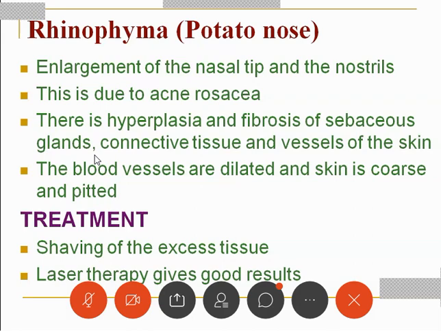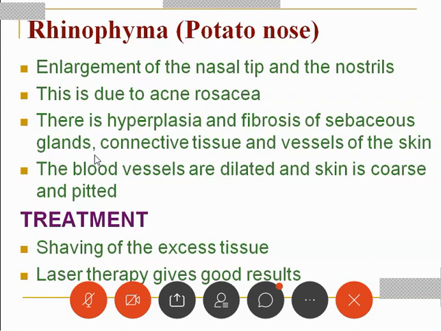So it leads to minimal inflammation and connective tissue fibrosis. It's a complex process, from mild inflammation of the sebaceous glands to hyperplasia of the sebaceous glands to fibrosis. Finally it leads to a potato nose. The blood vessels are dilated and the skin is coarse and pitted. That's the very important thing: the skin is coarse and pitted.